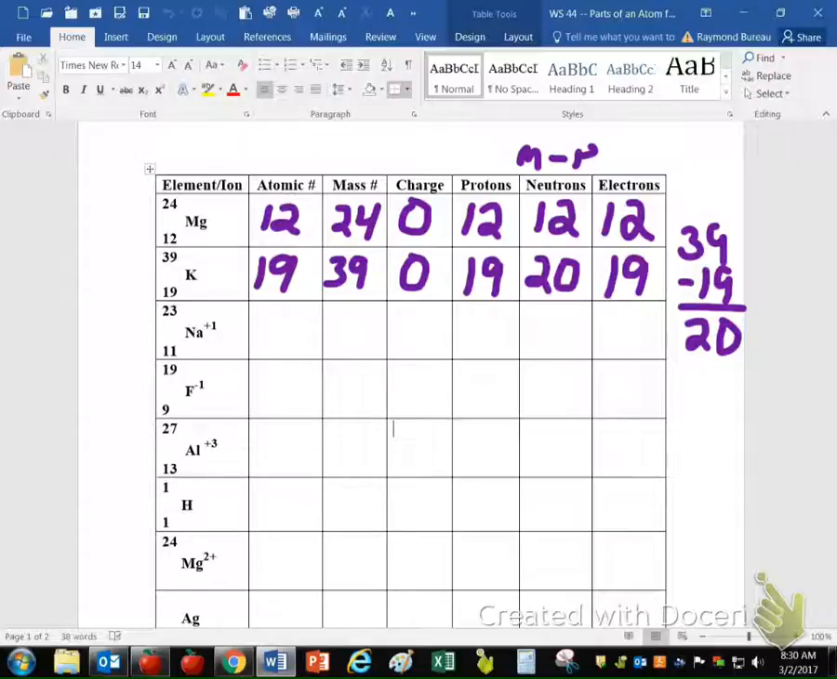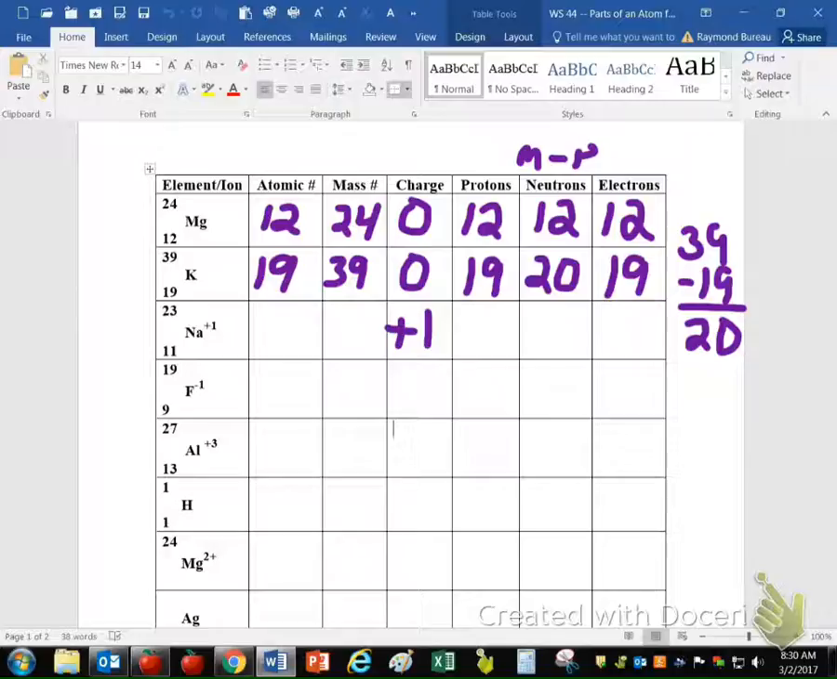Oh, now we get to look at another one that has a charge this time. Since we already see the +1, let's put the charge in there. Charge is 1. Positive 1. Yes, the positive means something, so we're going to actually put the plus sign.